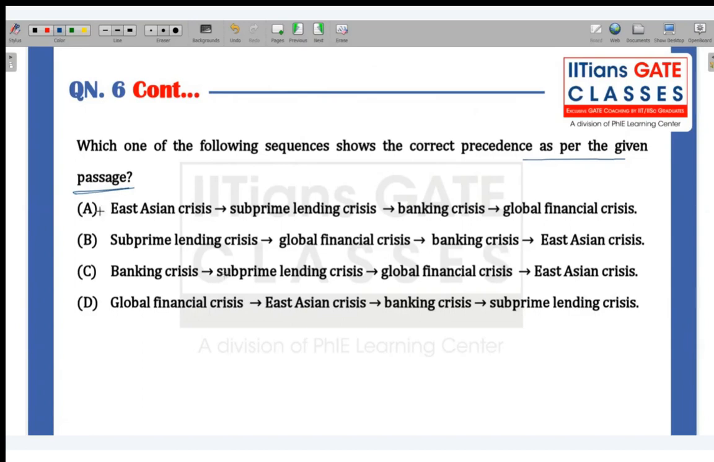So option A is what? You have to find the correct sequence. East Asian crisis first, then subprime lending crisis, then banking crisis, then global financial crisis. This passage is talking about negative things only, because the word crisis is there. Subprime lending. You have to see which one comes first and which comes later. So let us read the question.